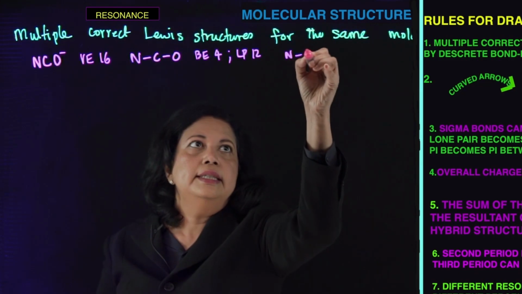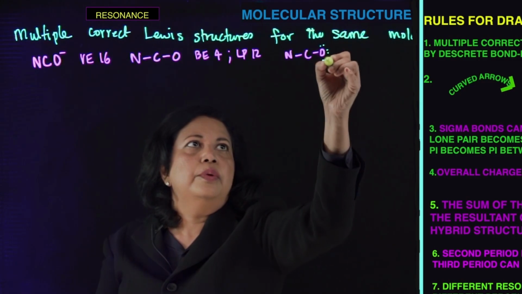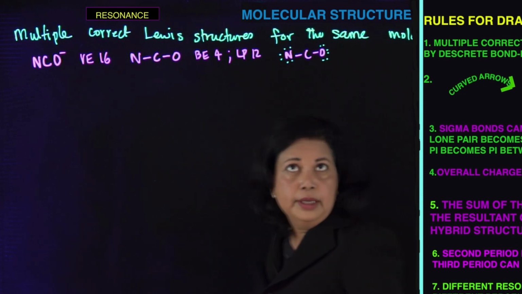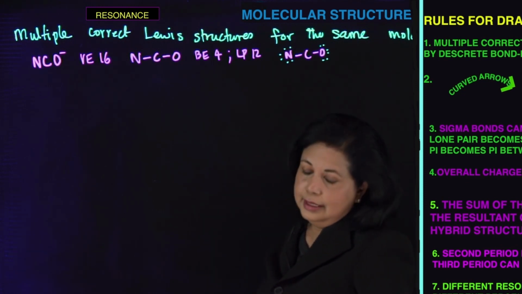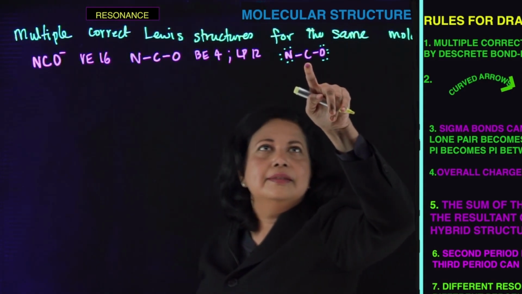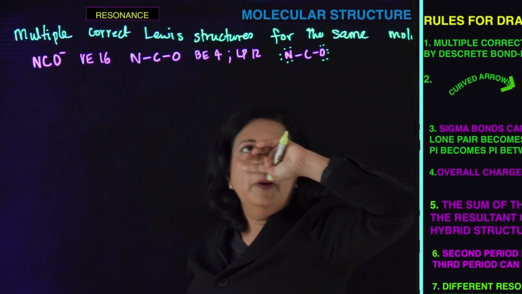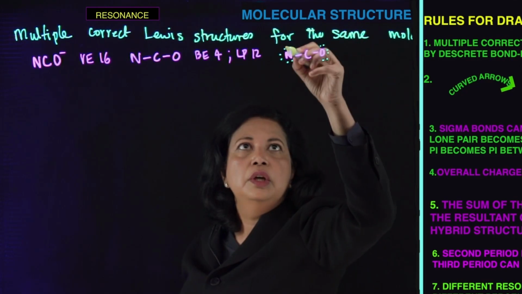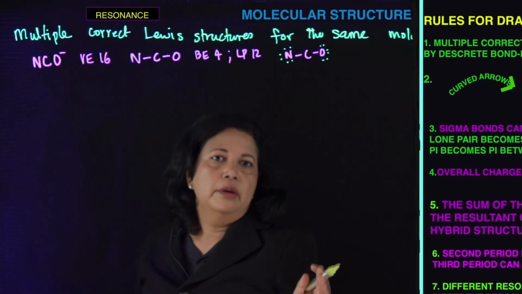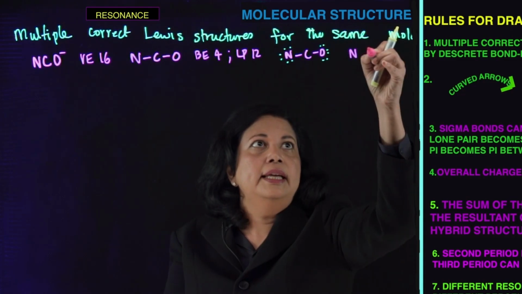So NCO, where can we put them? Here's 2, 4, 6, 2, 4, 6. That looks fine for lone pairs, but is everybody happy? Obviously not. This carbon has just 4 electrons, so it needs 4 more. You can get 2 from the oxygen, 2 from the nitrogen, or 1 from each. Let's draw them on. We have 3 possibilities.